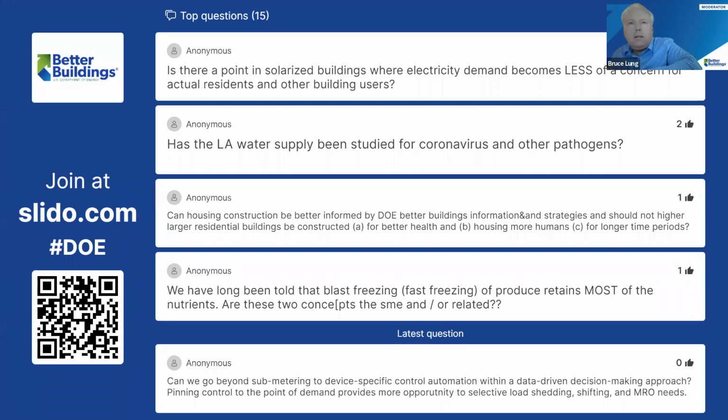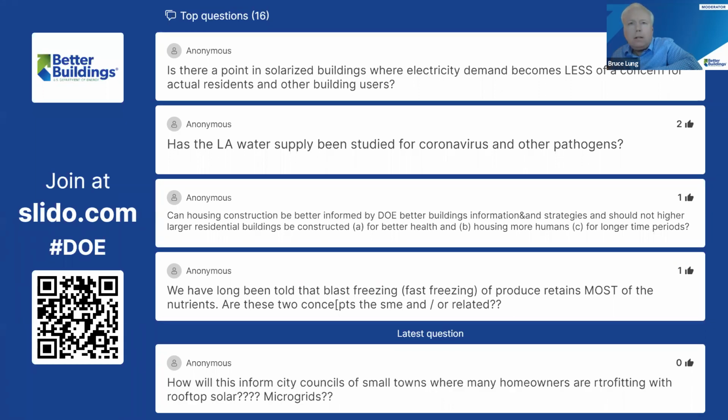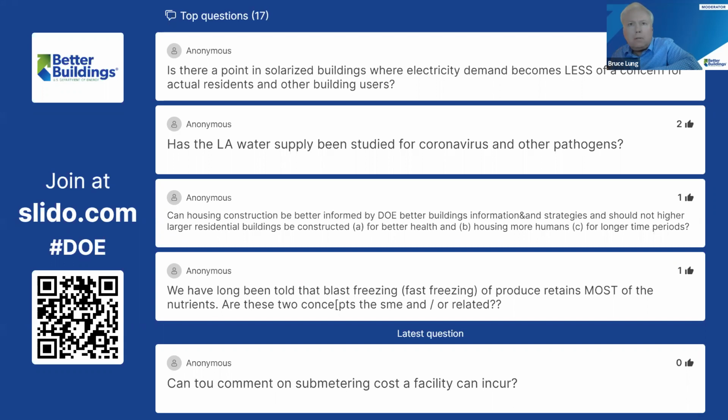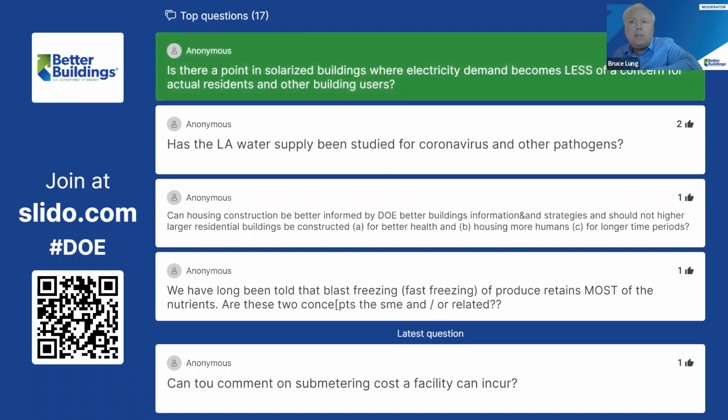And this question here is: is there a point in solarized buildings? I guess those are buildings that use photovoltaic solar panels to get electricity, where the electricity demand becomes less of a concern for the actual residents and other building users?